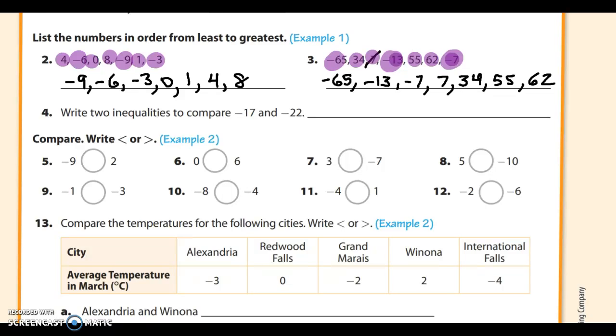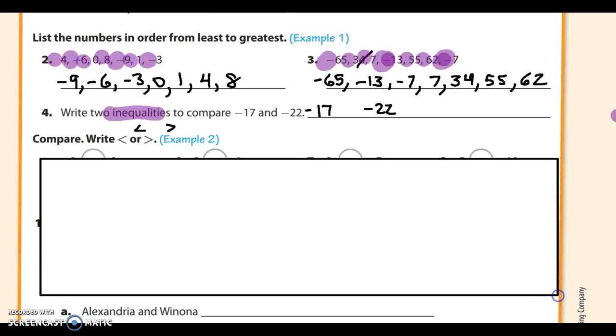Number 4 reads, write 2 inequalities to compare -17 and -22. Well, -17 can go on the left and -22 can go on the right. And that term inequality right here means that we're going to use a symbol, the less than symbol or the greater than symbol, to make the statement true. So which is the greater value there?